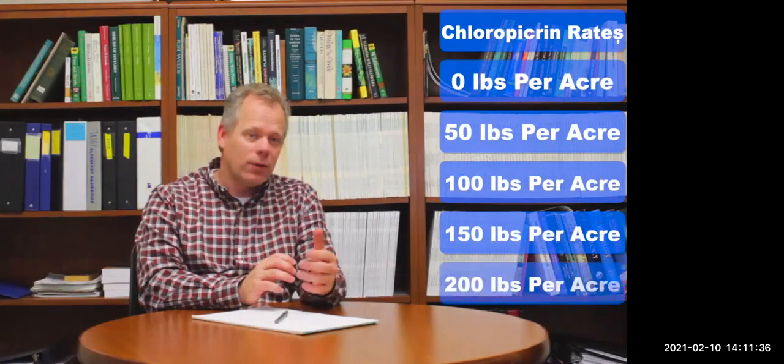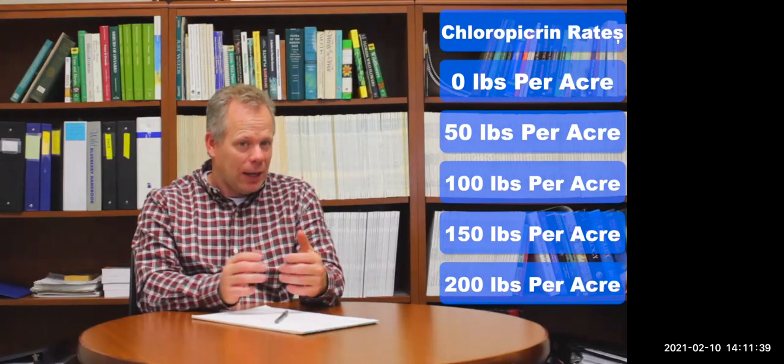The second trial I want to talk to you about looked at different rates of 1,3-dichloropropene, which I'm going to call telone for the rest of this presentation, as well as different rates of chloropicrin. How we set this trial up is the initial fumigation was exactly the same as described previously, but now each treatment either had 0 or 15 gallons per acre of telone, and then within each one of those telone rates, we had 0, 50, 100, 150, or 200 pounds per acre of chloropicrin. And we had every possible combination, including a non-treated control.